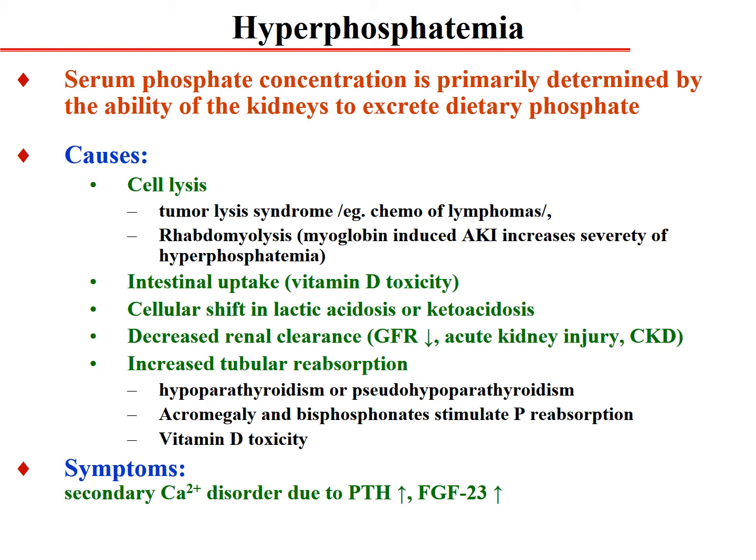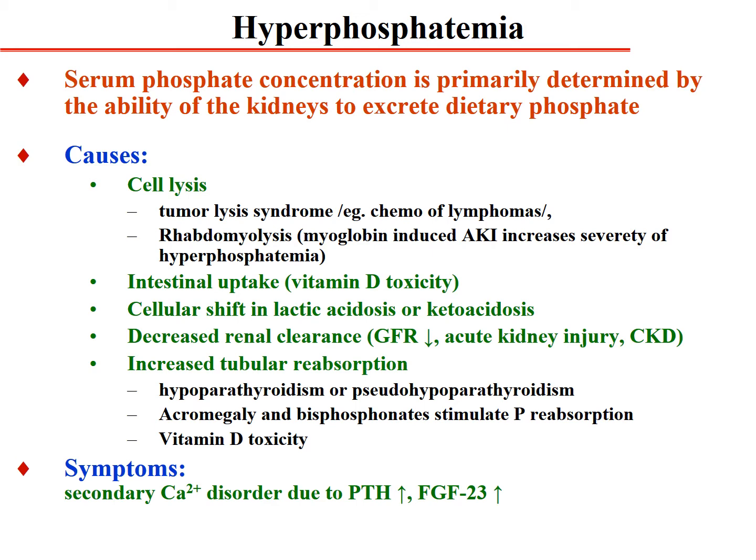Hyperphosphatemia: the phosphate concentration is determined mainly by kidney excretion, and usually kidney disease is associated with hyperphosphatemia. However, the causes can be cell lysis, mostly tumor lysis syndrome when it is induced by chemotherapy of lymphomas, for example. But rhabdomyolysis, when we have muscle cell destruction, that is myoglobin-induced acute kidney injury, increases the severity of the hyperphosphatemia. Intestinal uptake or vitamin D toxicity can also cause hyperphosphatemia.